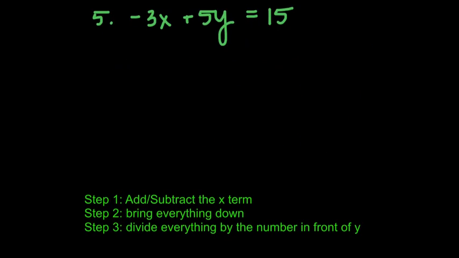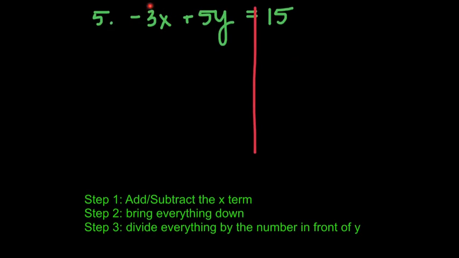All right, let's look at some now that don't always end up in such pretty whole numbers. So here in number 5, we have negative 3x plus 5y equals 15. So again, I'm still solving for y. I want to get the y value by itself. I'm going to follow the same steps. So we have to first start by adding or subtracting the x term, doing the opposite operation.